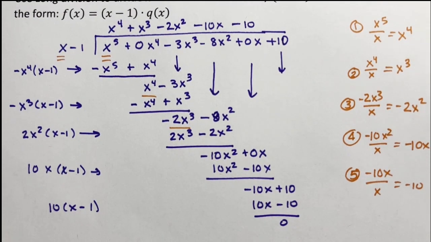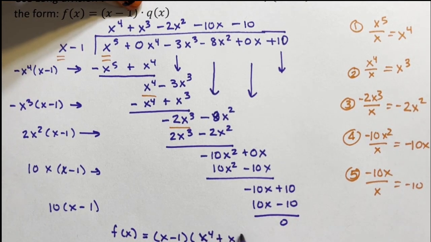And then this says to write it as f of x equals x minus 1 times x to the 4th plus x cubed minus 2x squared minus 10x minus 10.